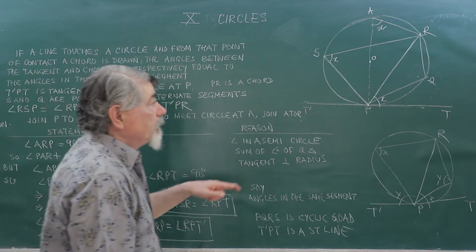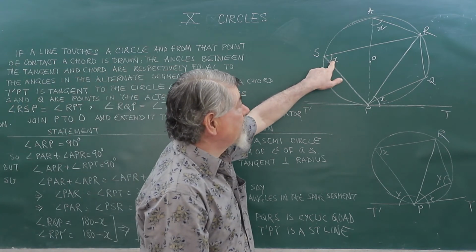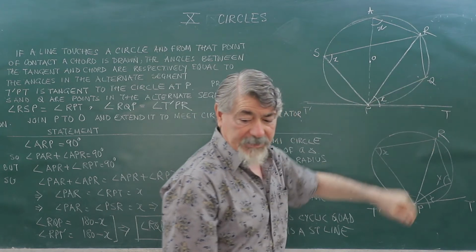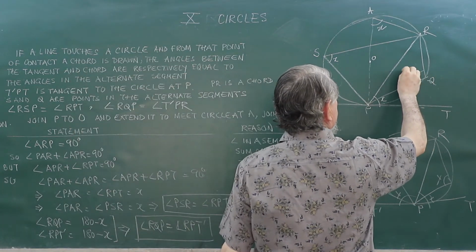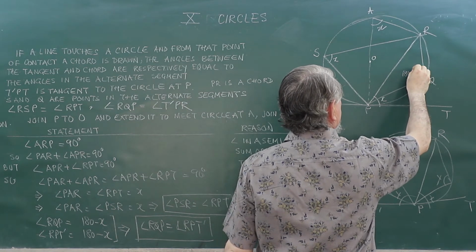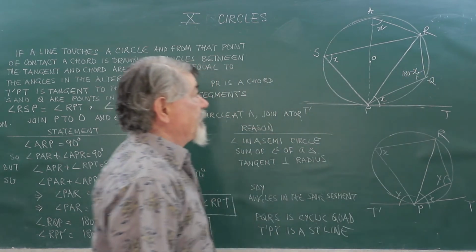Now, this angle is X, so this angle will be 180 minus X. This angle will be 180 minus X. Why will it be 180 minus X?